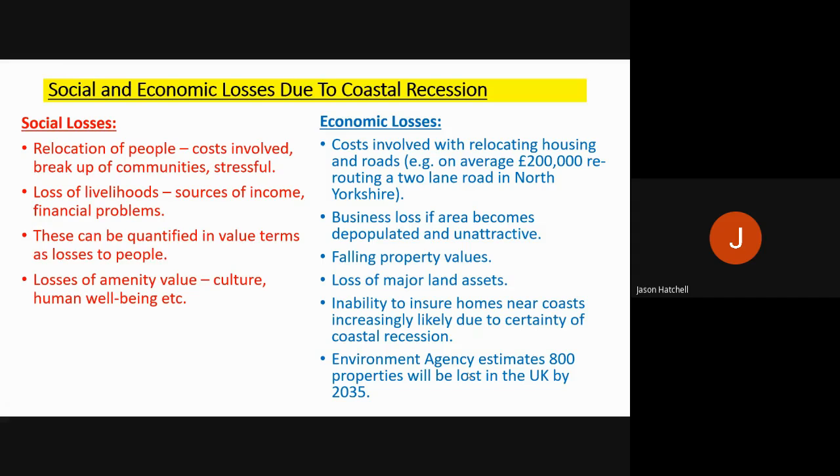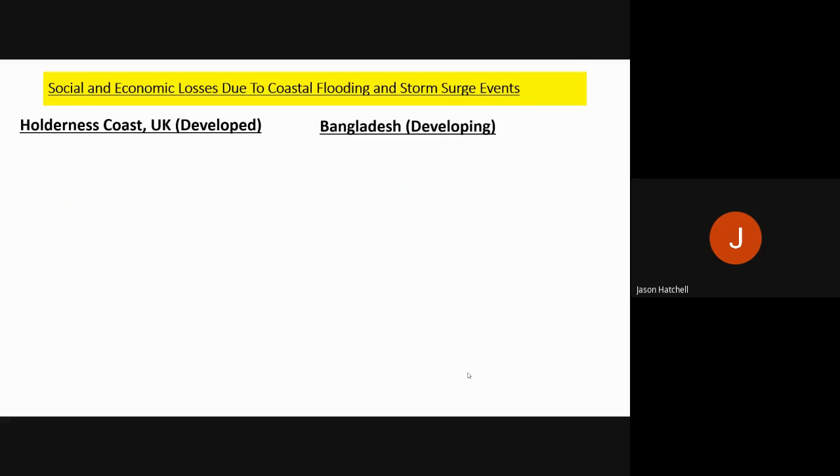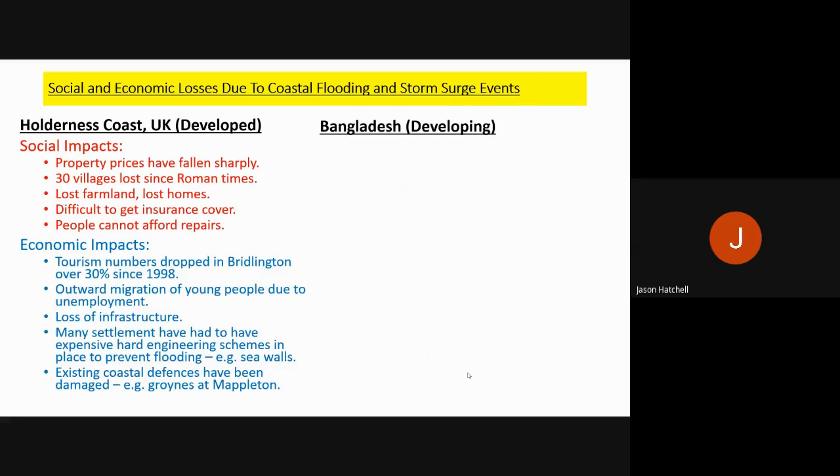So let's now apply that to two case studies. Here we've got the Holderness Coast in the UK, a developed nation, and Bangladesh, which is a developing nation. I'm going to put up all of the Holderness Coast to start with on screen, and I'm going to give you a minute or so just to read through what is there.